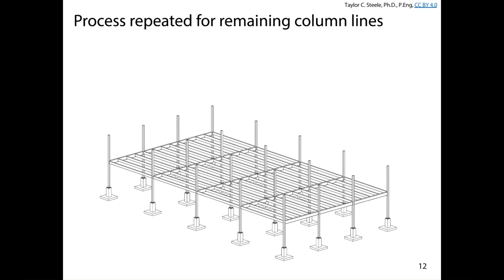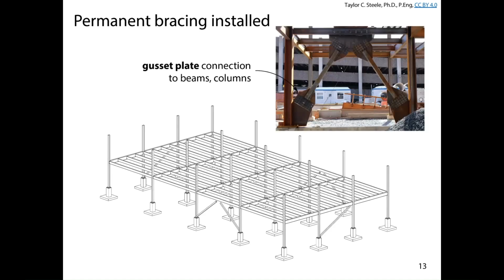Okay, so you basically continue that bay by bay until the first level of framing is more or less completed. And at that point, you start to put in some of the permanent bracing. Okay, so these braces are there for the final form of the structure to make sure it doesn't fall over and to make sure it can withstand forces from wind and earthquakes.